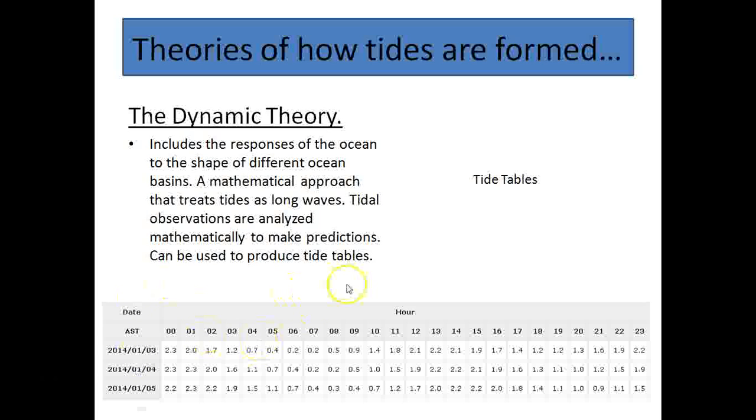The second theory is the dynamic theory, and it's basically a mathematical approach. It includes the responses of the ocean to the shape of different ocean basins, and the approach treats tides as long waves. So, in this mathematical approach the tidal observations are analyzed mathematically, and it allows them to make predictions, and that's how they come up with the tide tables, tidal charts and tidal tables that we can see.